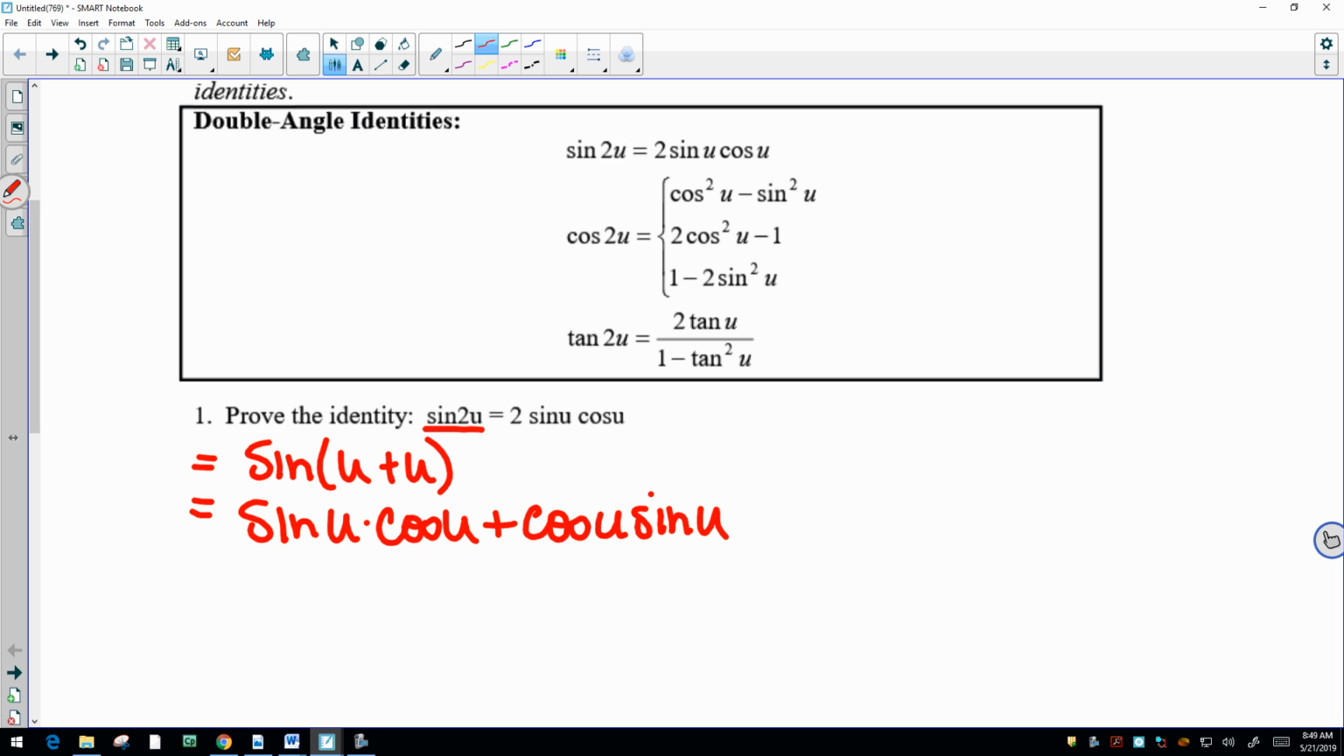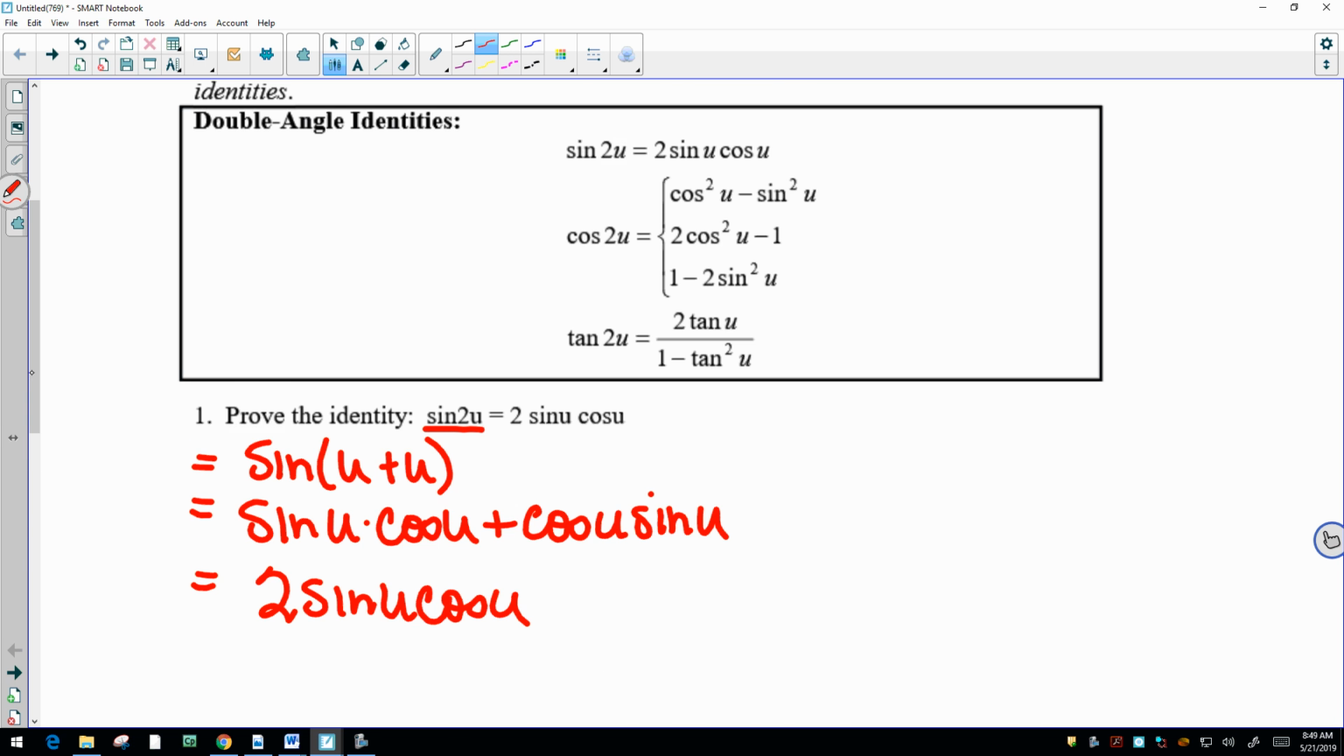And if you notice, these two things are exactly the same. I can flip the order in multiplication and get the same answer. And so what that's saying is I have two of the same exact sine u cosine u. And we're done. Prove the identity.